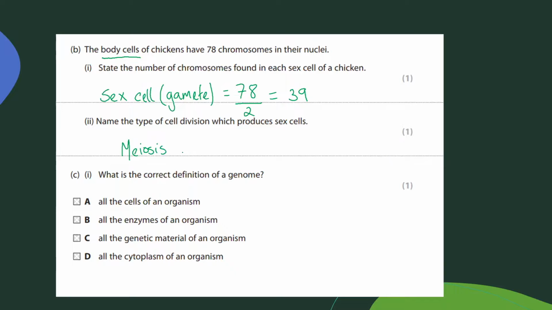So it's meiosis. Which is the correct definition of a genome? I've seen this asked quite a lot actually. All the cells? No. All the enzymes? No. All the genetic material from the organism? Yes, so it's the full genetic material. I've seen a question that said, what is the human genome? So all the genetic material of a human, and a genome can be of anything, even a plant. Okay, so all genetic material of an organism.